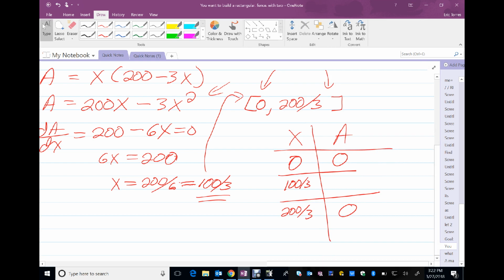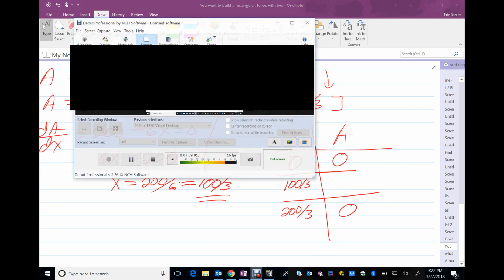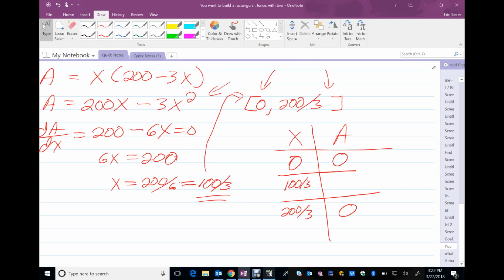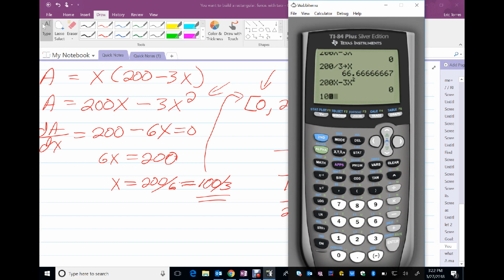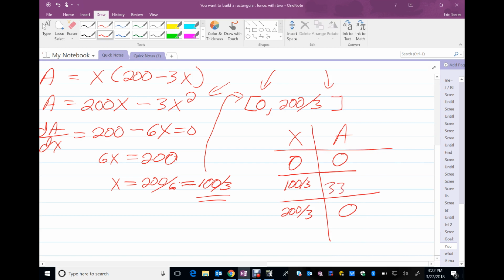We're hoping the maximum area is going to come when I plug in that 100 over 3. So let's do that. 100 over 3, store as x, enter. The area is 3,333 as a fraction, just in case you want to see it as an exact value. Oops, that didn't work. Not sure why, but I'll leave it at that. 3,333.33, I'm guessing repeating.